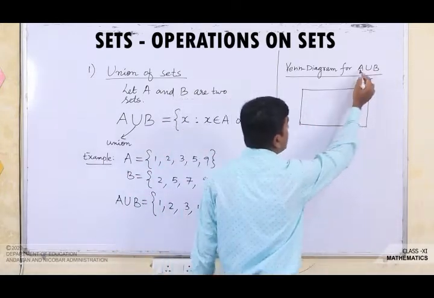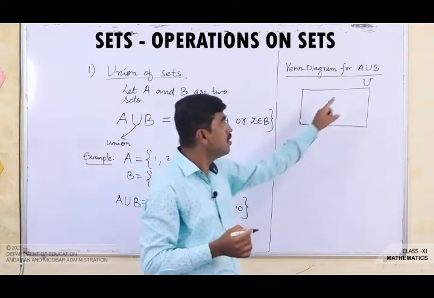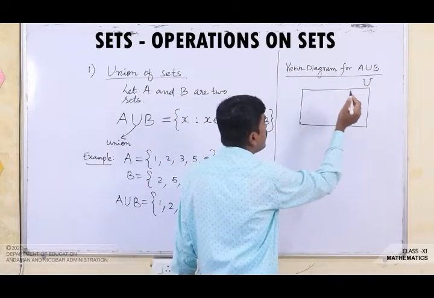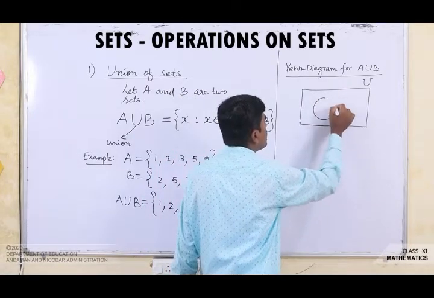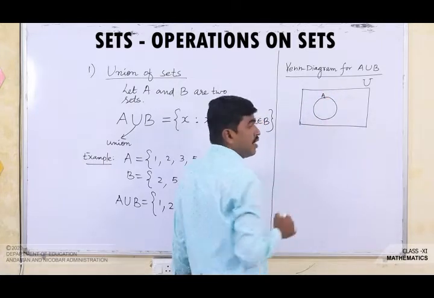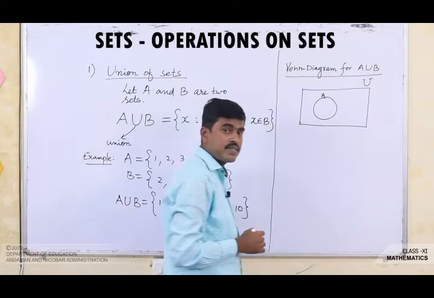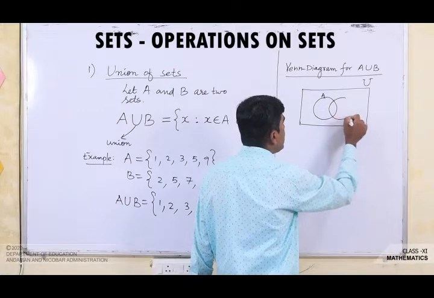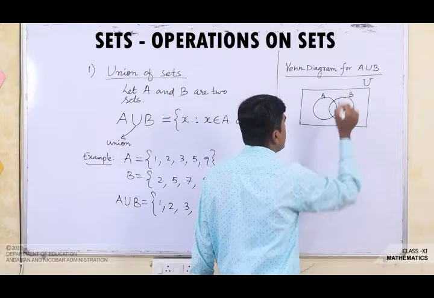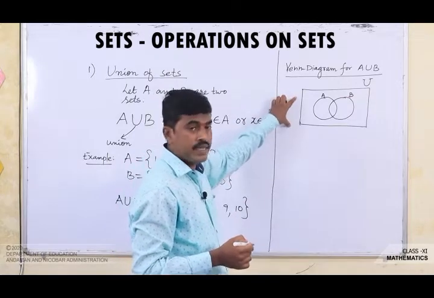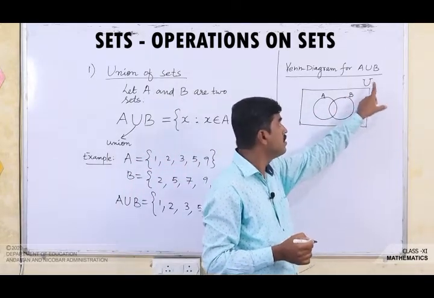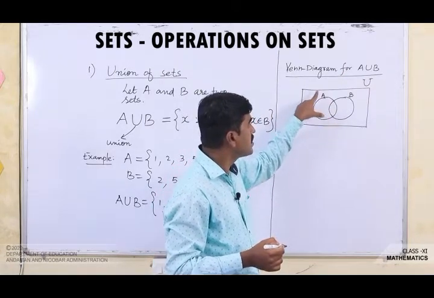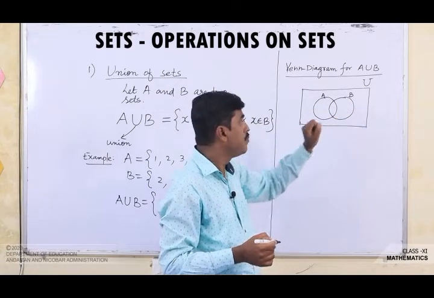Now for the sets A and B, the universal set is U, and A and B are subsets of U. Now we have to draw two circles inside this universal set. One circle represents the set A and the other circle represents the set B. Generally we draw intersecting circles as there may be some common elements also. So this is the set B. First we draw the rectangle which represents the universal set, then draw two circles. The first circle represents the set A and this circle represents the set B.